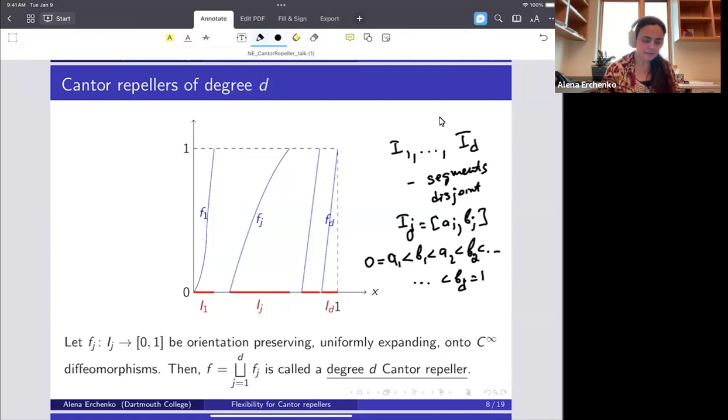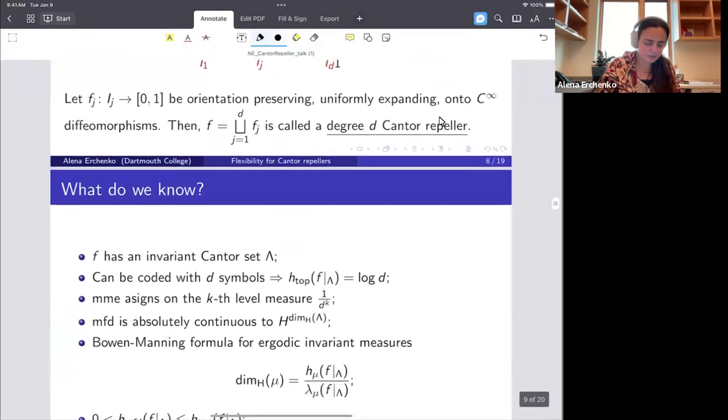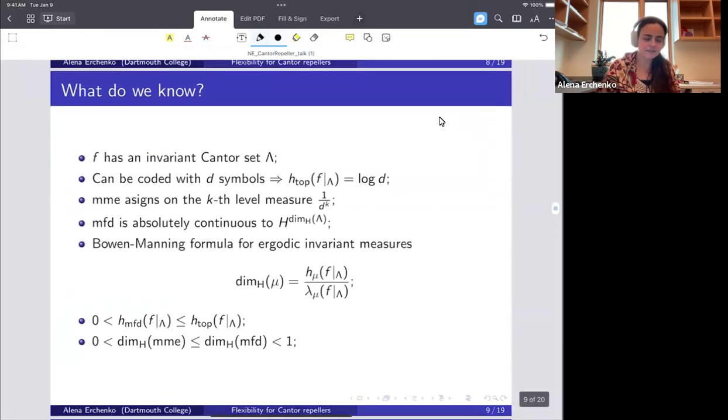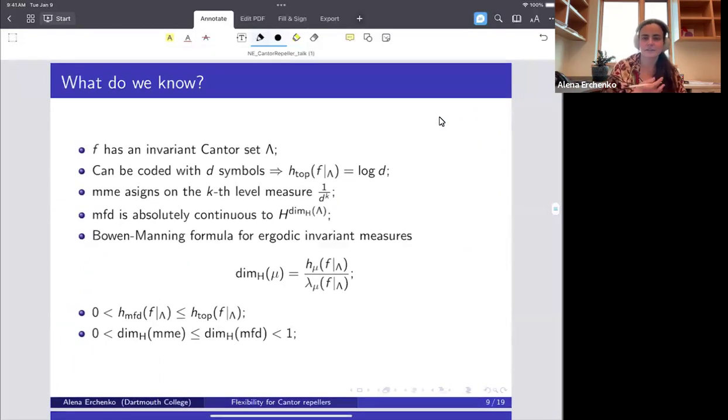Okay, so those are repellers, and actually for them we can talk about all the same things as we discussed for our example. So I have an invariant set, so I can look at all the pre-images. It's some Cantor set, so in this situation, it can be coded by D symbols because I'm using D intervals, right? So topological entropy would be fixed, log D, if I'm in the class of D Cantor repellers. And I do have for this system a measure of maximum entropy and a measure of full dimension. And again, the measure of maximum entropy, because of this coding, I can easily understand what it is. It assigns 1 over D to the K on the Kth level.